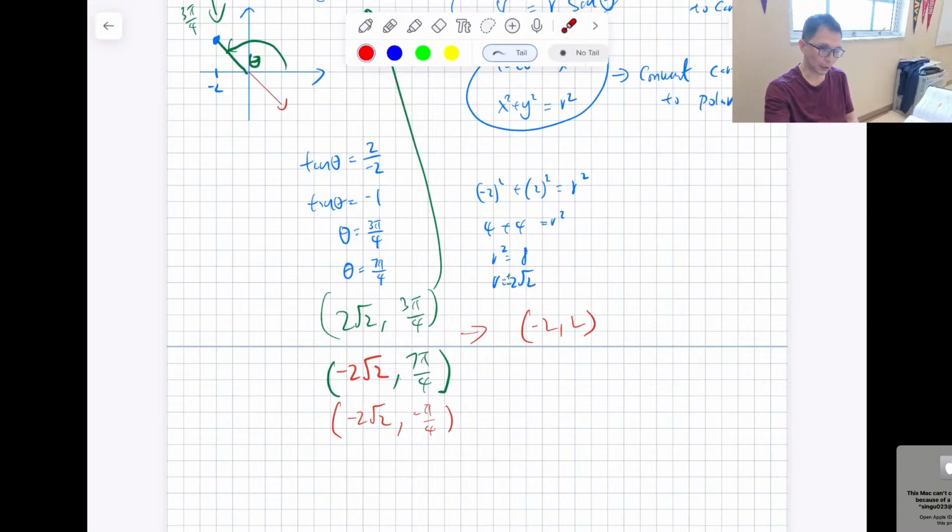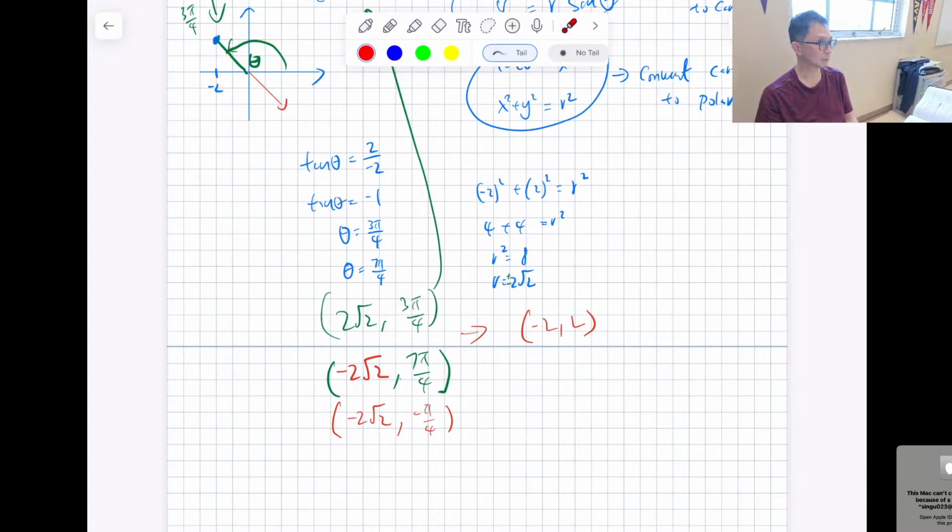So for example, if I have 7 pi over 4, but my coordinate is right here, the same distance, then if this direction would be 2 square root 2, right? But if it's going this way, it's going to be negative 2 square root 2. Because you want your coordinate to be on this side, even though your direction angle is facing this way, you have to go the other way. You have to go negative r.